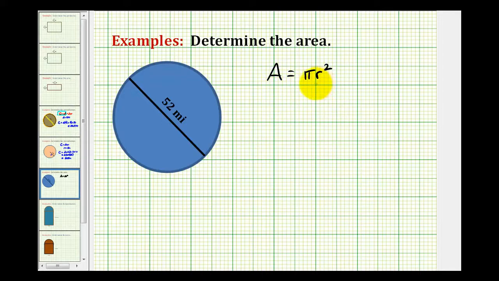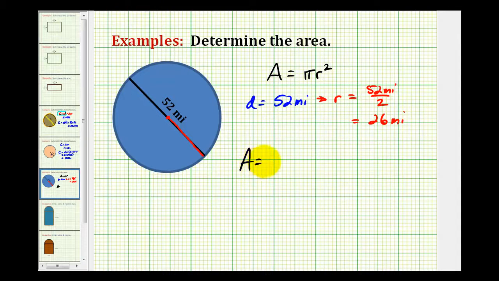It's important to notice that for the area of a circle, we must determine the length of the radius, but when determining the circumference, there's one formula that involves the length of the diameter and one that involves the length of the radius. Since the diameter is given as 52 miles, the length of the radius from the center to the edge of the circle would be half the length of the diameter. So the diameter has a length of 52 miles, then the length of the radius would be half of this, which is equal to 26 miles.